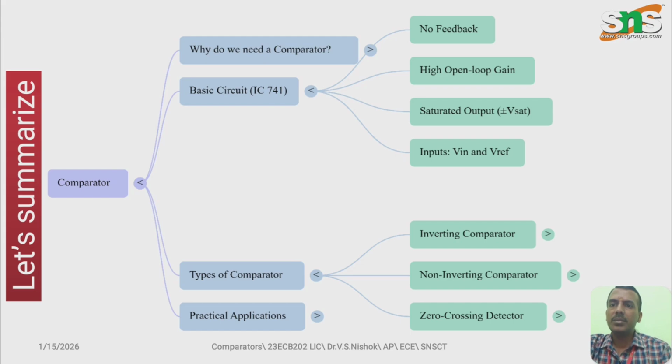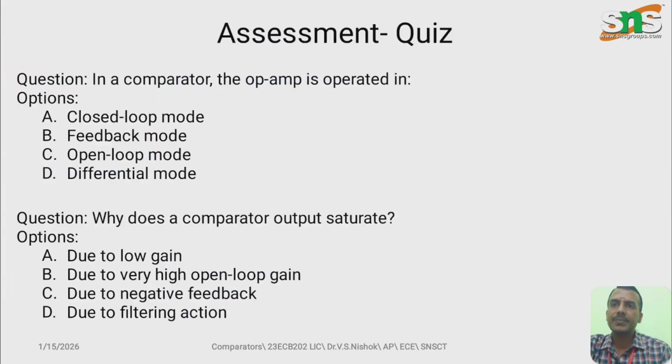Coming to the summarization part, we have seen why we need a comparator and what configuration we can connect with the help of the IC741 operational amplifier. We can use it as a comparator, and the main types of comparators are inverting and non-inverting comparators, and we covered the practical applications.